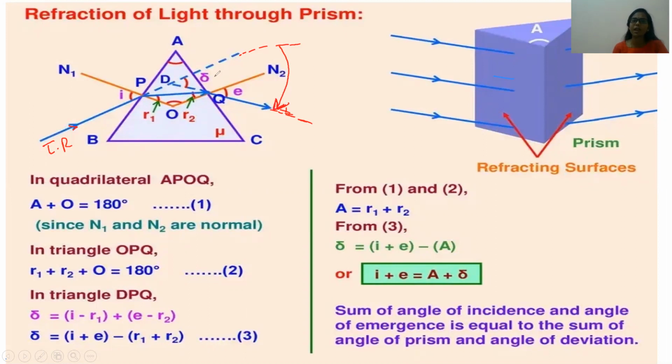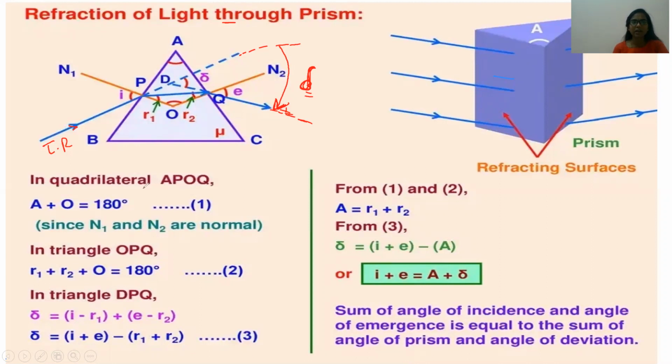So that is what we call angle of deviation delta. Because of the prism, the ray is deviated, and that is what we are going to calculate. That is what happens in refraction through the prism. We need to calculate the angle of deviation, and find the relation between the incident angle, refracting angle, and the emerging angle. So let us learn this one.